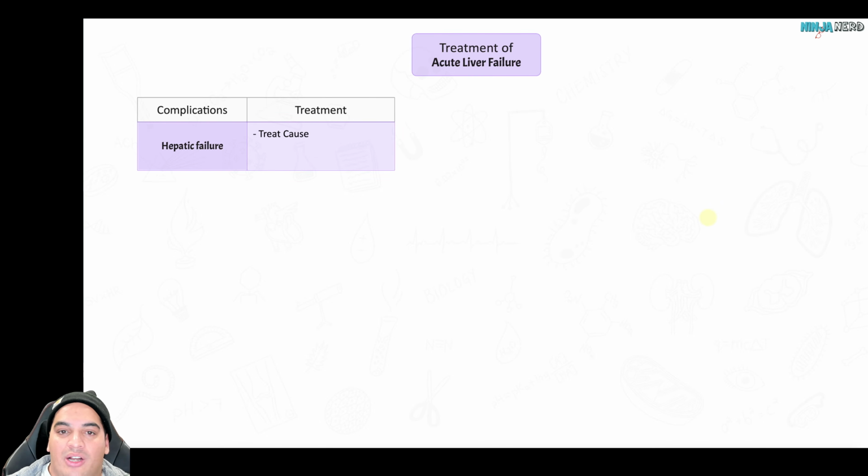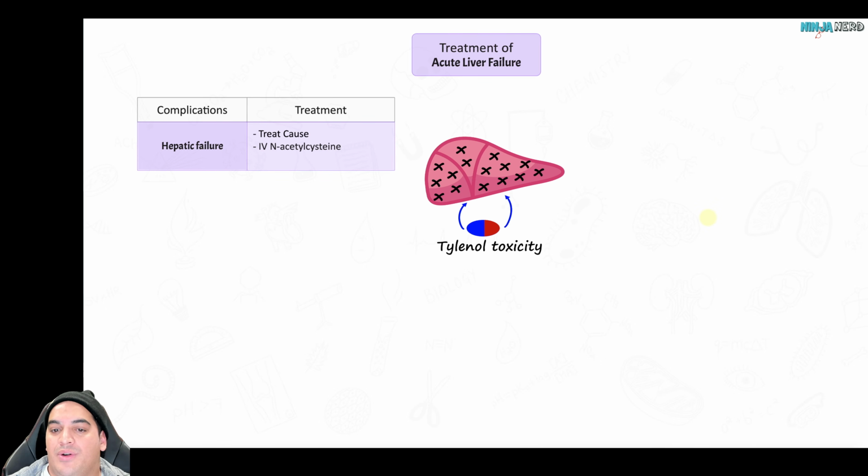So you can try your best to reverse the underlying cause. But a lot of the times that may be very difficult because you're trying to find the cause when this patient is very, very sick. So a lot of the times, one of the first things that's usually mentioned is, do they have any Tylenol toxicity? There is a drug that has been shown to reduce mortality in Tylenol toxicity related to acute liver failure, and that drug is called IV N-acetylcysteine, also referred to as NAC.